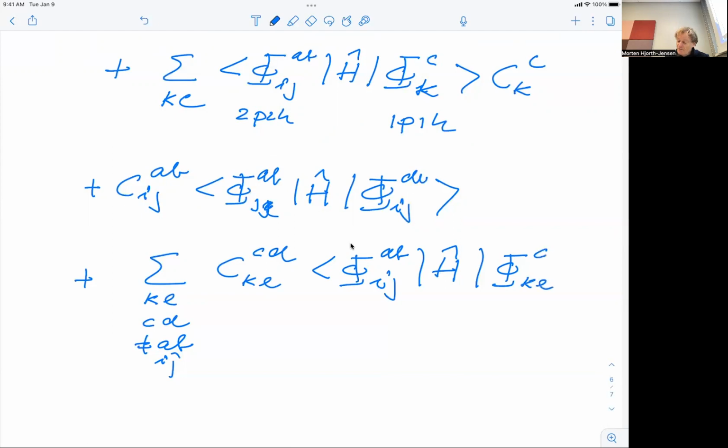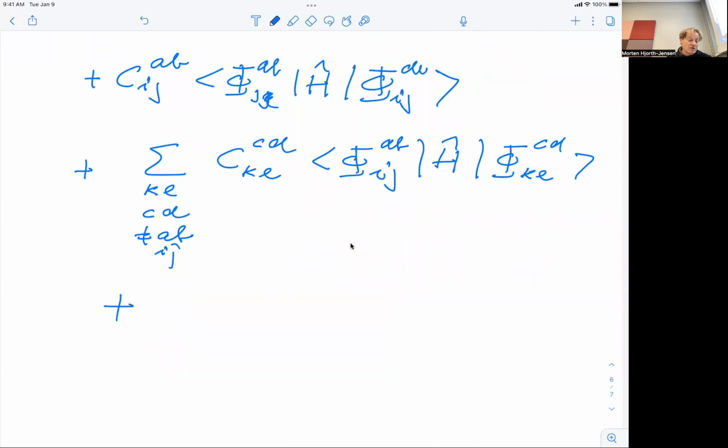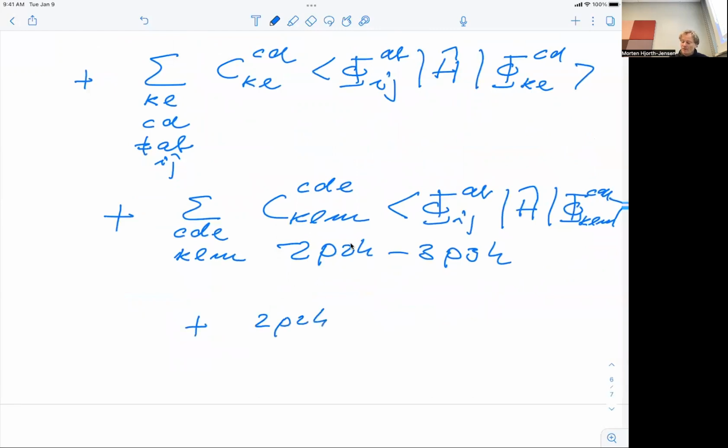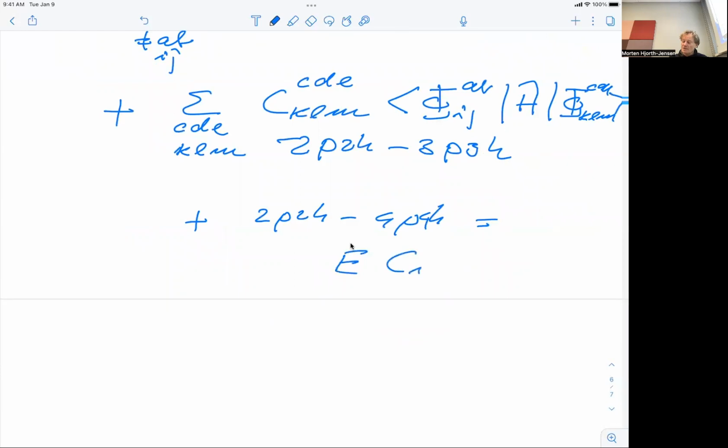So I'm going to have a KL over CD. And then we are going to get a three-particle, three-hole term. So there will be a sum over CDE, and then I have a KLM, CDE. And then I have H, and this is multiplied with this state of CDE. And this is a two-particle, two-hole state going to a three-particle, three-hole. And finally, I'm just going to write it like the two-particle, two-hole going to a four-particle, four-hole term. And this is equal to this energy times Cij of AB.